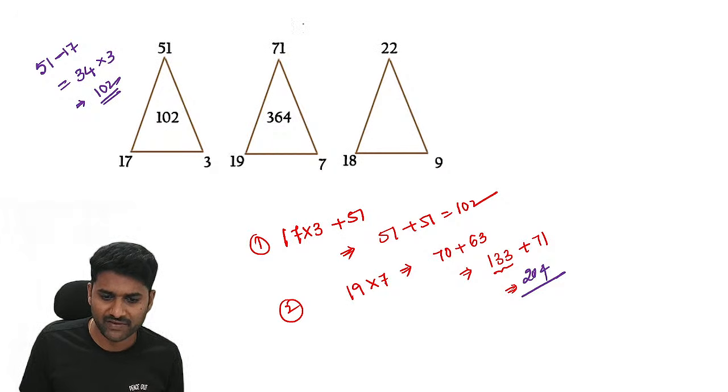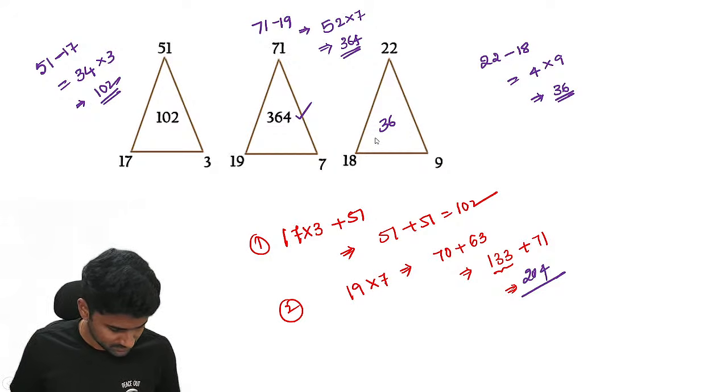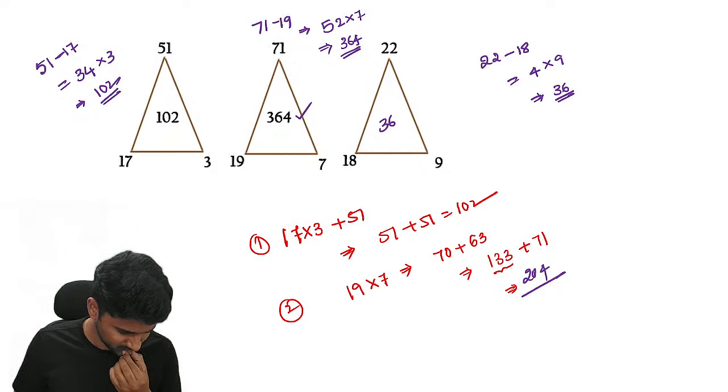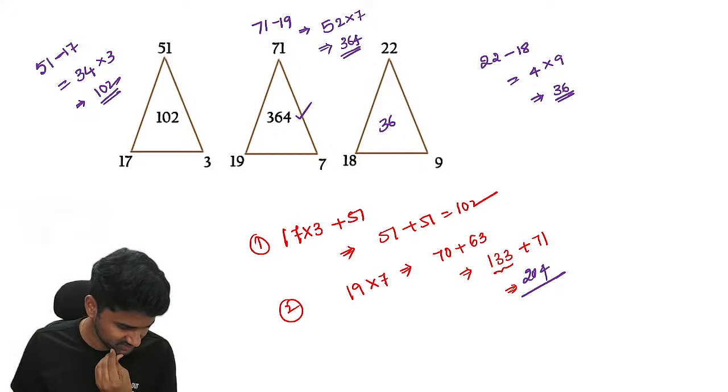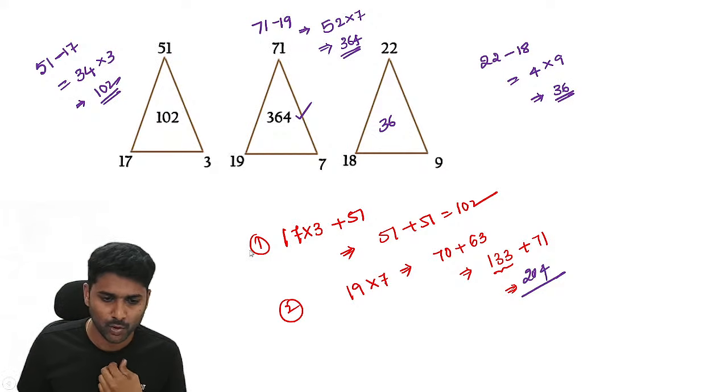And here, see the same difference between 71 and 19. So you can check here. The value 52 is multiplied with 7. Then the resultant is 364. And finally, in this case, 22 minus 18, the resultant is 4. 9 into 4 is equal to 36. Yes, very good, Nana. One of the persons got the answer. 36, very good. Hope you understand the logic.